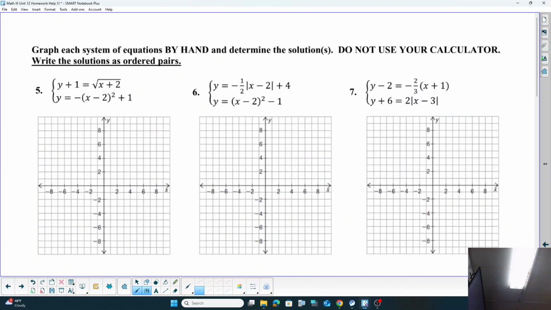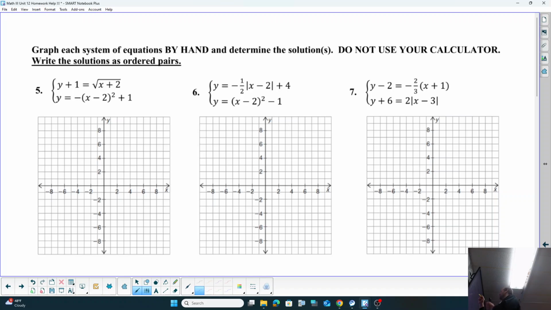Okay, so next. We're graphing the system of equations by hand and determining the solutions. Do not use your calculator. Write the solutions as ordered pairs. You can use substitution, elimination. No, they want you to graph it by hand. Okay, we can do that.